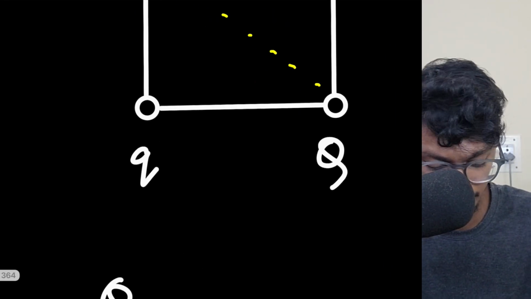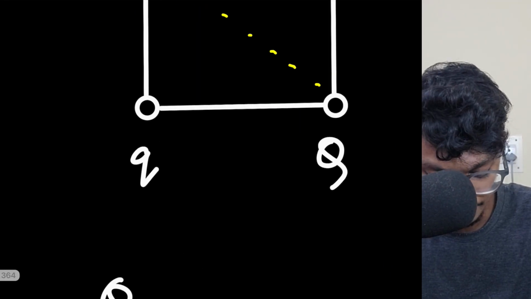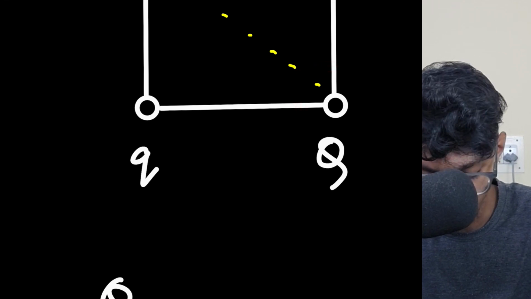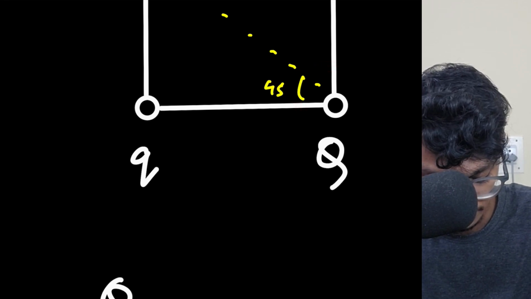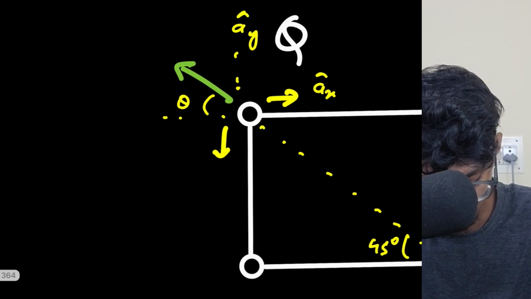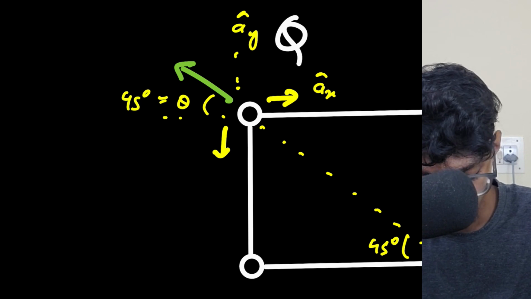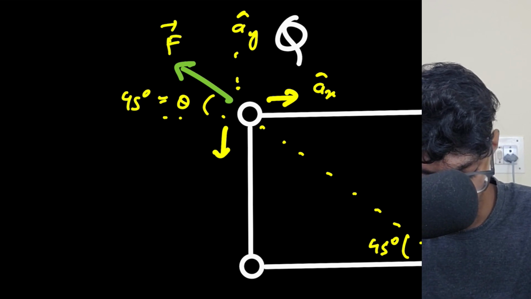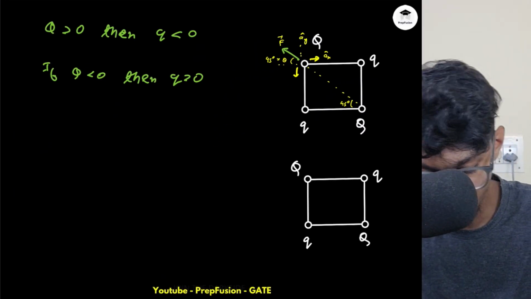You have to have a bit of intuition. So this overall angle is 90, and this will be half. The diagonal angle will be simply 45 degrees, so this angle will also be 45 degrees. So this force will have two components, one in the ax cap and one in the ay cap.